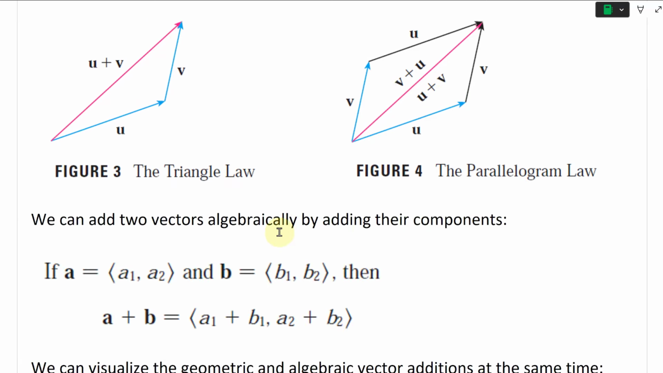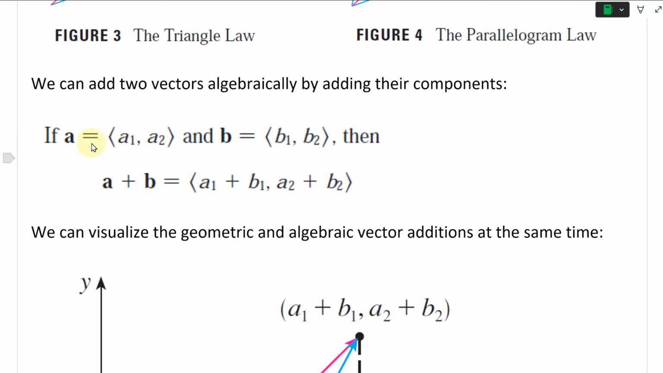And we can add two vectors algebraically by adding their components. So if you know the coordinates, or the components, of vectors A and B, with A's coordinates A1 and A2, and B being B1, B2, then you can just add each one individually. So A1 plus B1, A2 plus B2. That's how you can add them up.